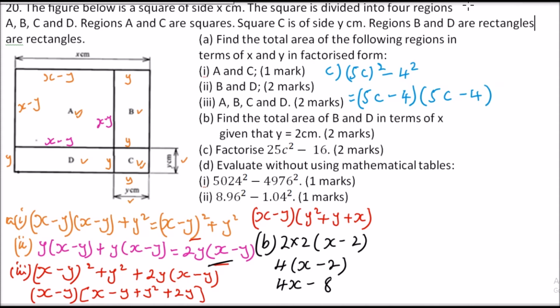From there, we are told to evaluate, so we go to part D. Evaluate without using mathematical tables. So this is 5024 squared minus 4976 squared. That's a difference of 2 squares. So we can write it as 5024 minus 4976, close the bracket, and 5024 plus 4976, and you close the bracket.